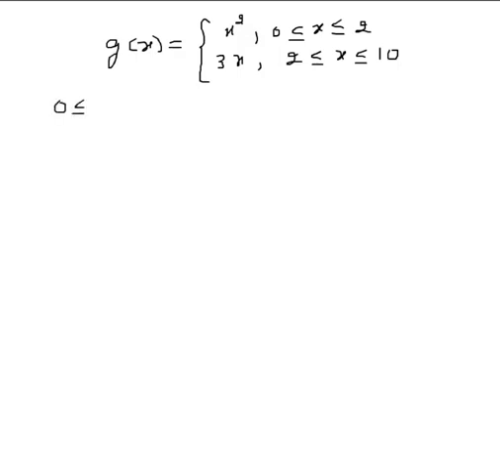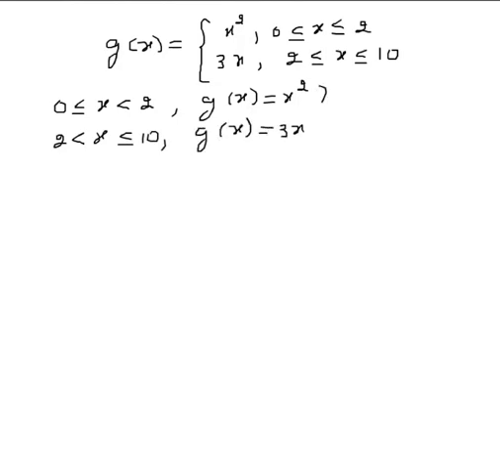Now the second one, the definition of g of x is given as x square for 0 less than or equal to x less than or equal to 2, and 3x for 2 less than or equal to x less than or equal to 10. Similarly, if you consider 0 less than or equal to x less than 2, g of x definition is x square, which is a quadratic polynomial. And next, in this interval 2 less than x less than or equal to 10, g of x is defined as 3x, which is again a polynomial. So polynomials are functions. These are functions in these intervals.